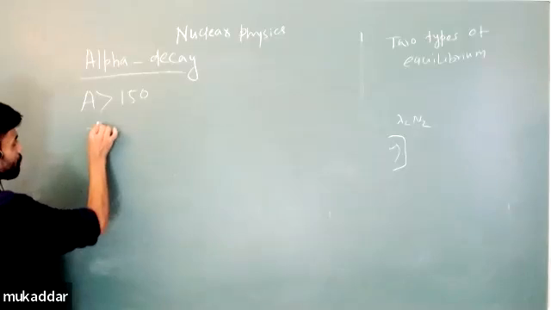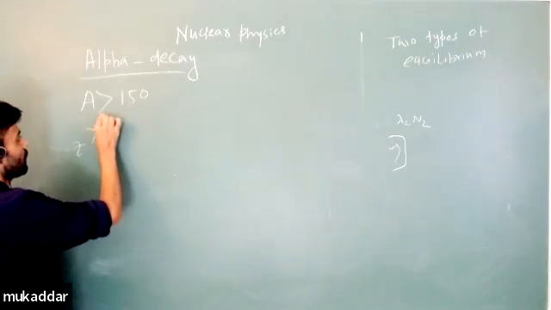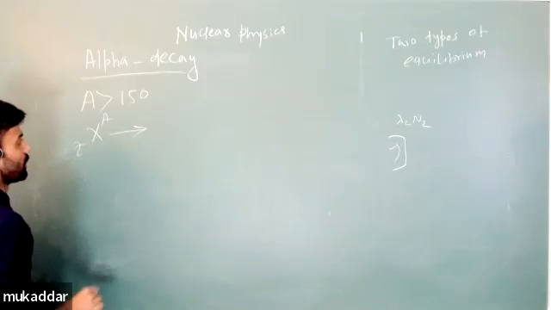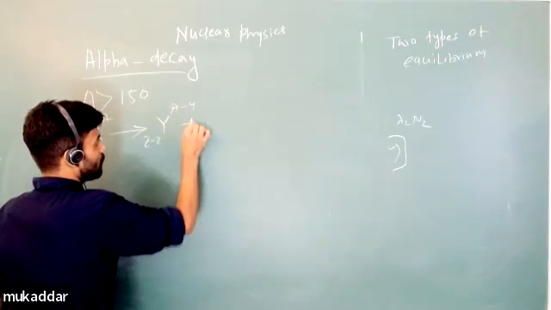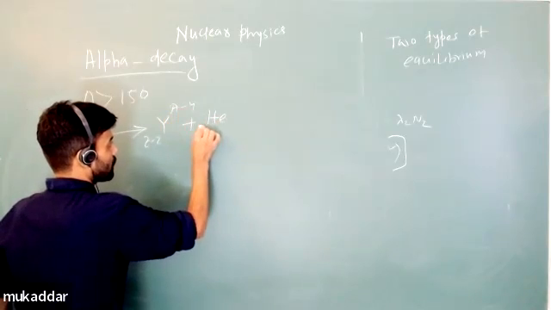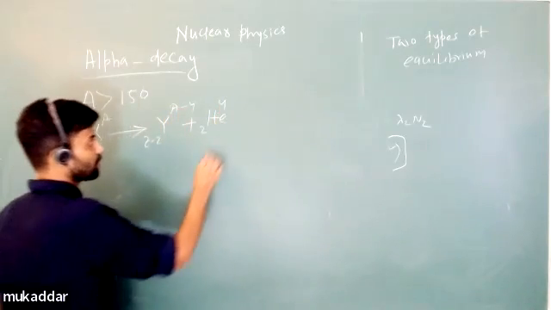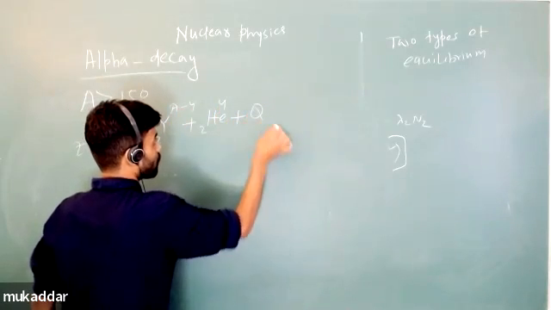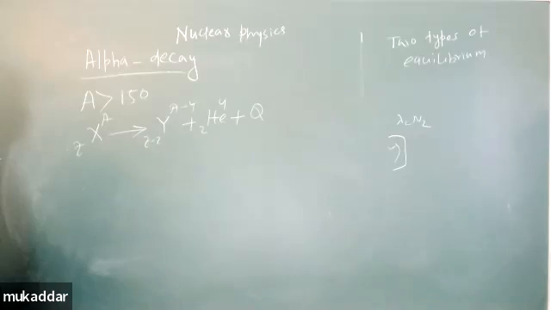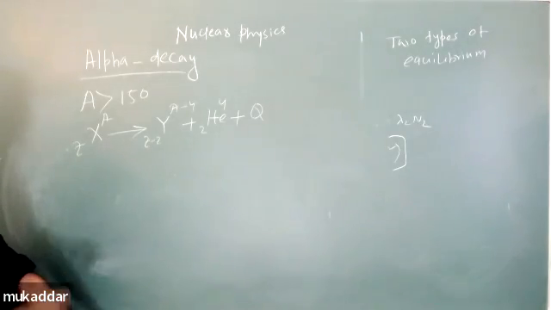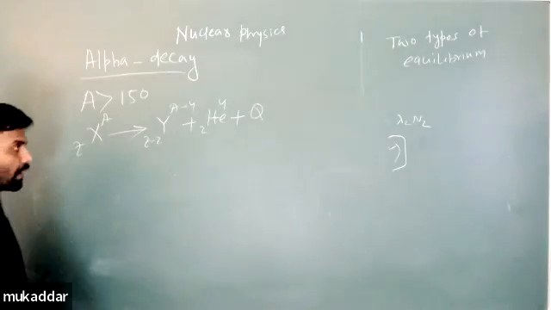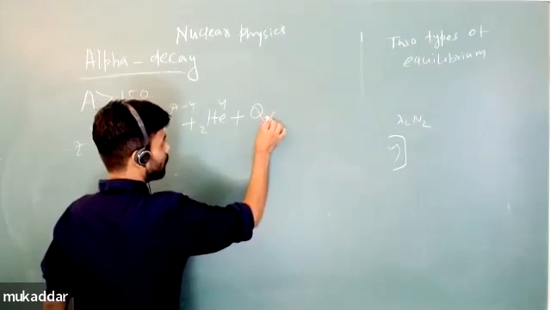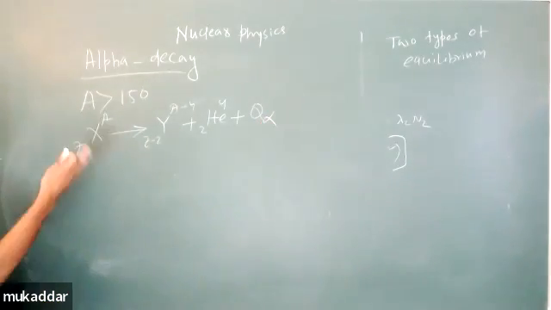Suppose you have a parent nucleus with atomic number Z and mass number A, decaying by alpha particle emission. It will become Z minus 2, A minus 4, and you will have helium 2 plus, that is the alpha particle. And there will be emission of energy, since this process is spontaneous, and for all spontaneous processes there is emission of energy, that is Q. If the Q value is positive, that process is known as exothermic. For all spontaneous processes Q is positive. This is denoted by Q alpha. I'll come to why we say Q alpha.